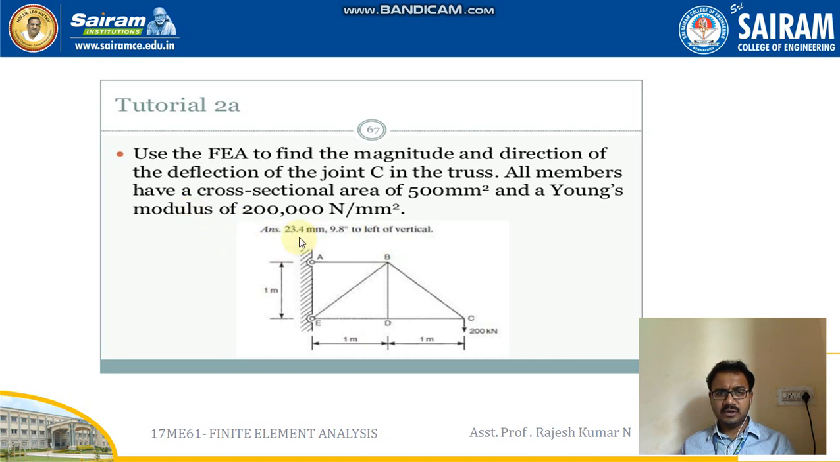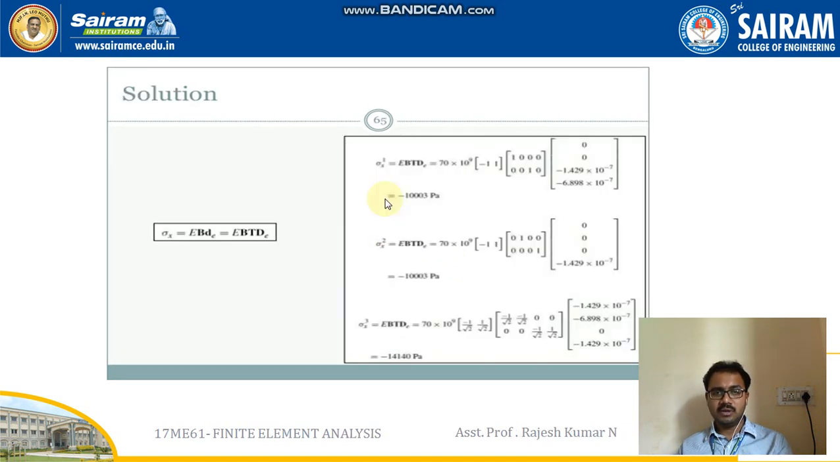See, the answer is given for this particular problem. The deflection value: find the magnitude and direction of the deflection of the joint C. So this value only they have asked us, that is the U value, which is 23.4 mm, and the direction is 9.8 degrees to the left of vertical. So it's your duty to find out how you get this value. Step by step you need to solve it. It is not very tough, it is easy.